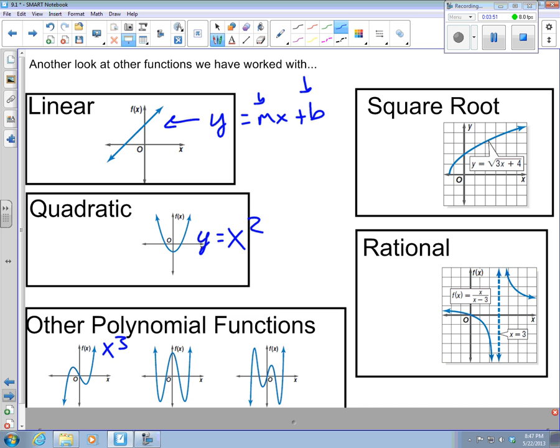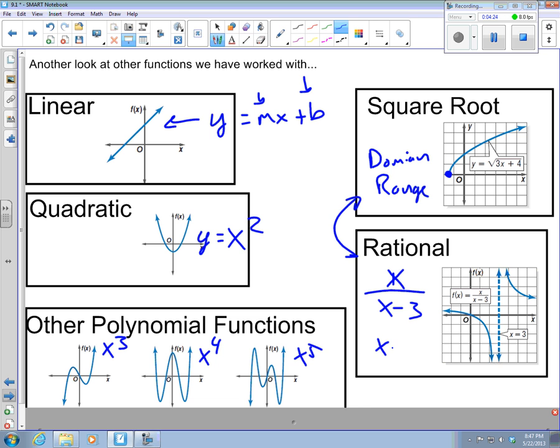x cubed, we used our graphing calculator for most of these. x to the 4th and x to the 5th. Now we did do square roots and rational functions here. Square roots is basically where you find the domain and the range to find your starting point here. And then you make a little table from there. Same thing with rational functions. You're always looking at, well, this one, x over x minus 3. Well, x cannot equal 3 because if you plug 3 in here in the denominator, 3 minus 3 is 0, you can't divide by 0.